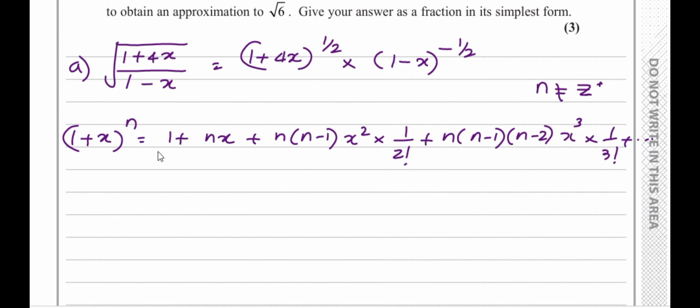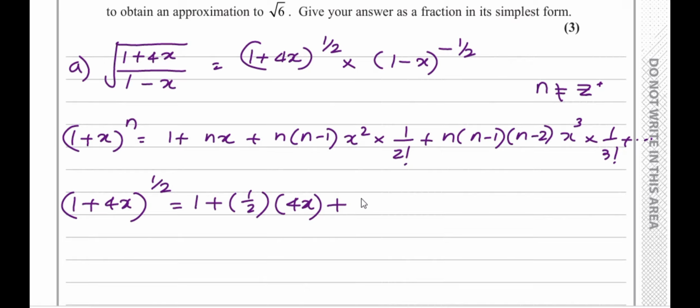So we only need the first 3 terms here, but we need both these expansions to be done for 3 terms. So let's start one by one. It's better to do them separately. So 1 plus 4x to the power of half is equal to 1 plus nx. So half times 4x plus n times n minus 1. So half times minus half times 4x to the power of 2 times 1 over factorial 2 plus dot dot.